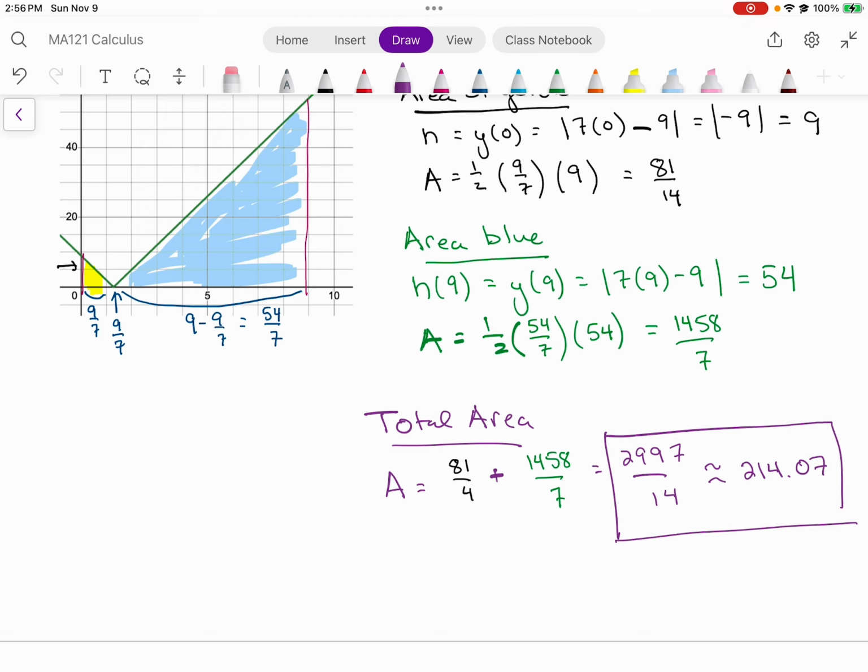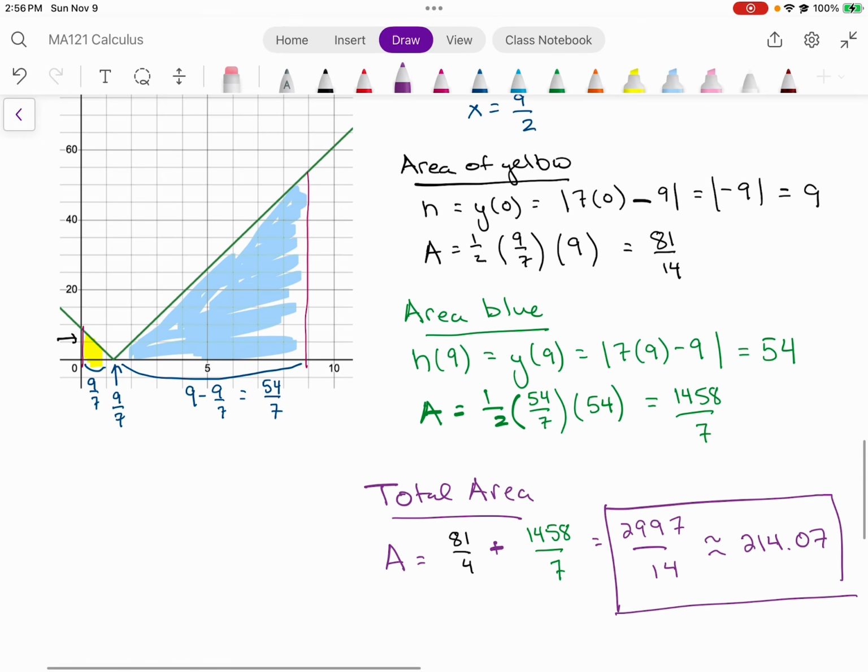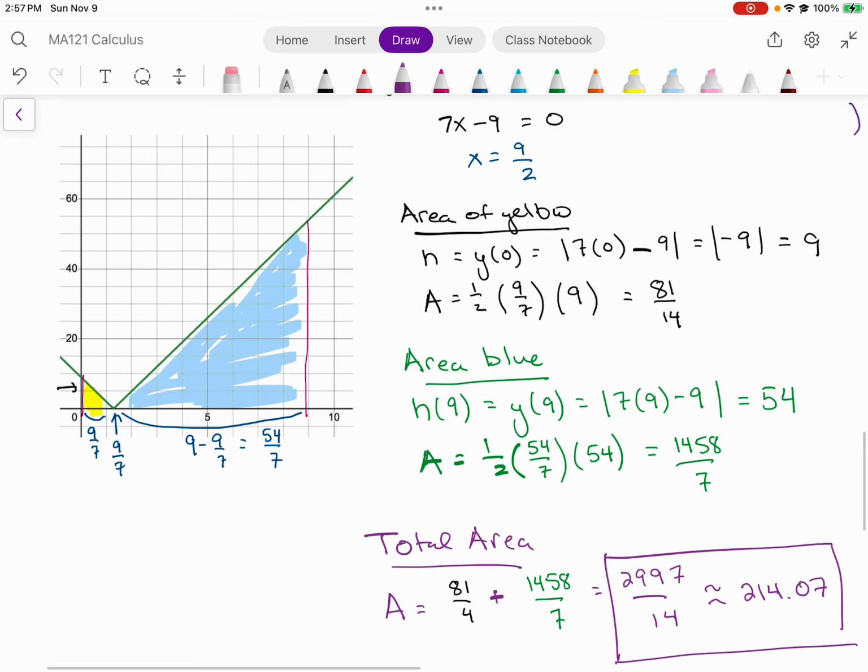Hopefully that helps you to understand areas and finding them with geometry and knowing that the area under a curve is going to be the integral. And soon we're going to do it without geometry.